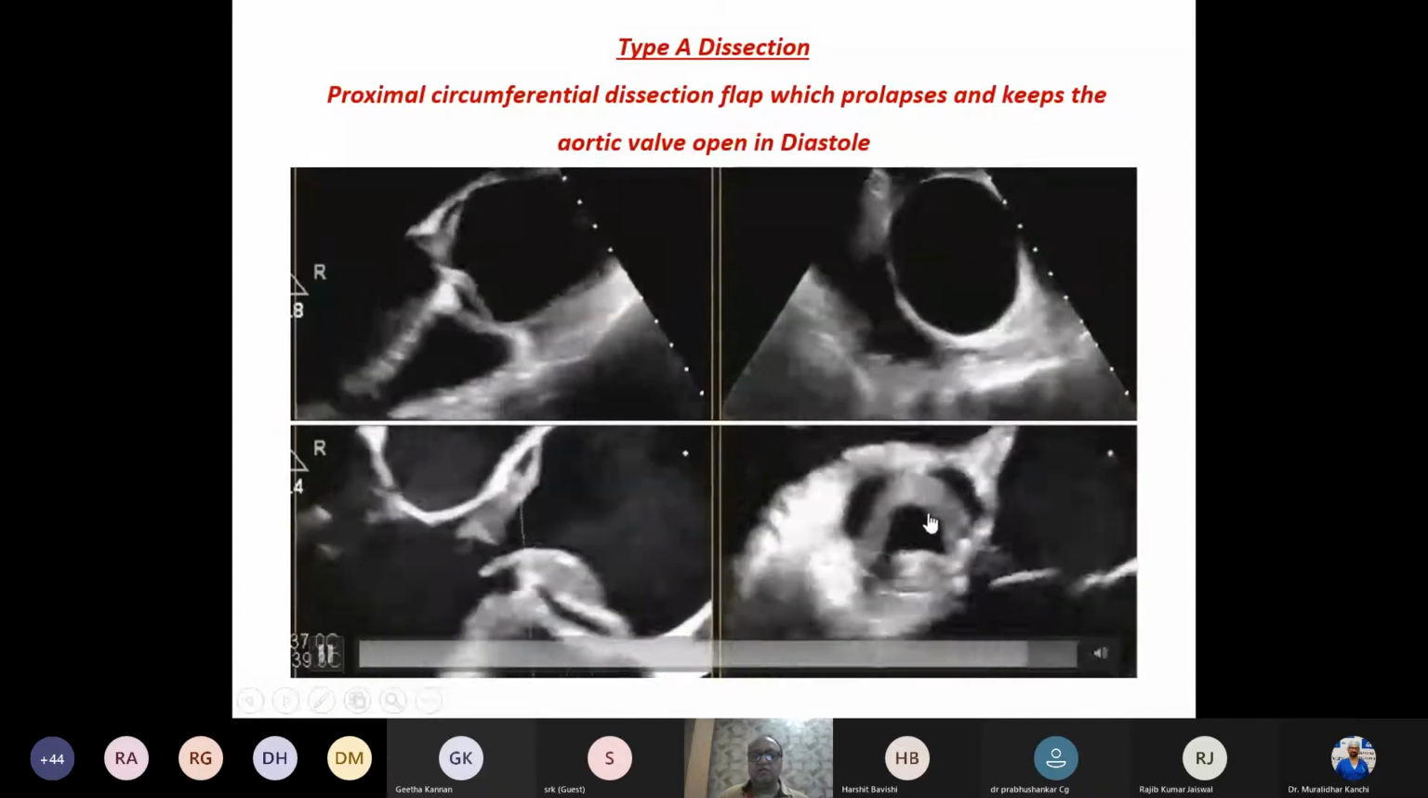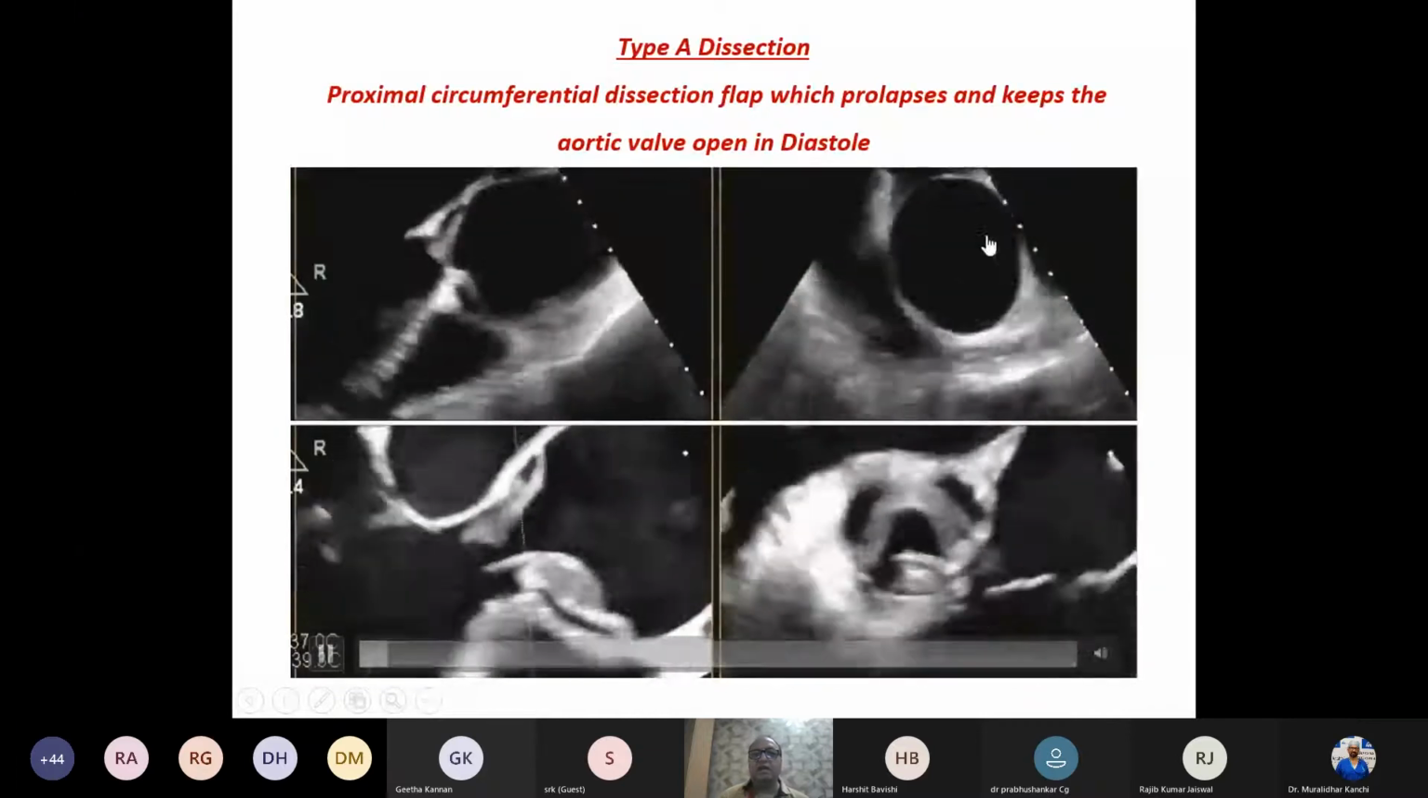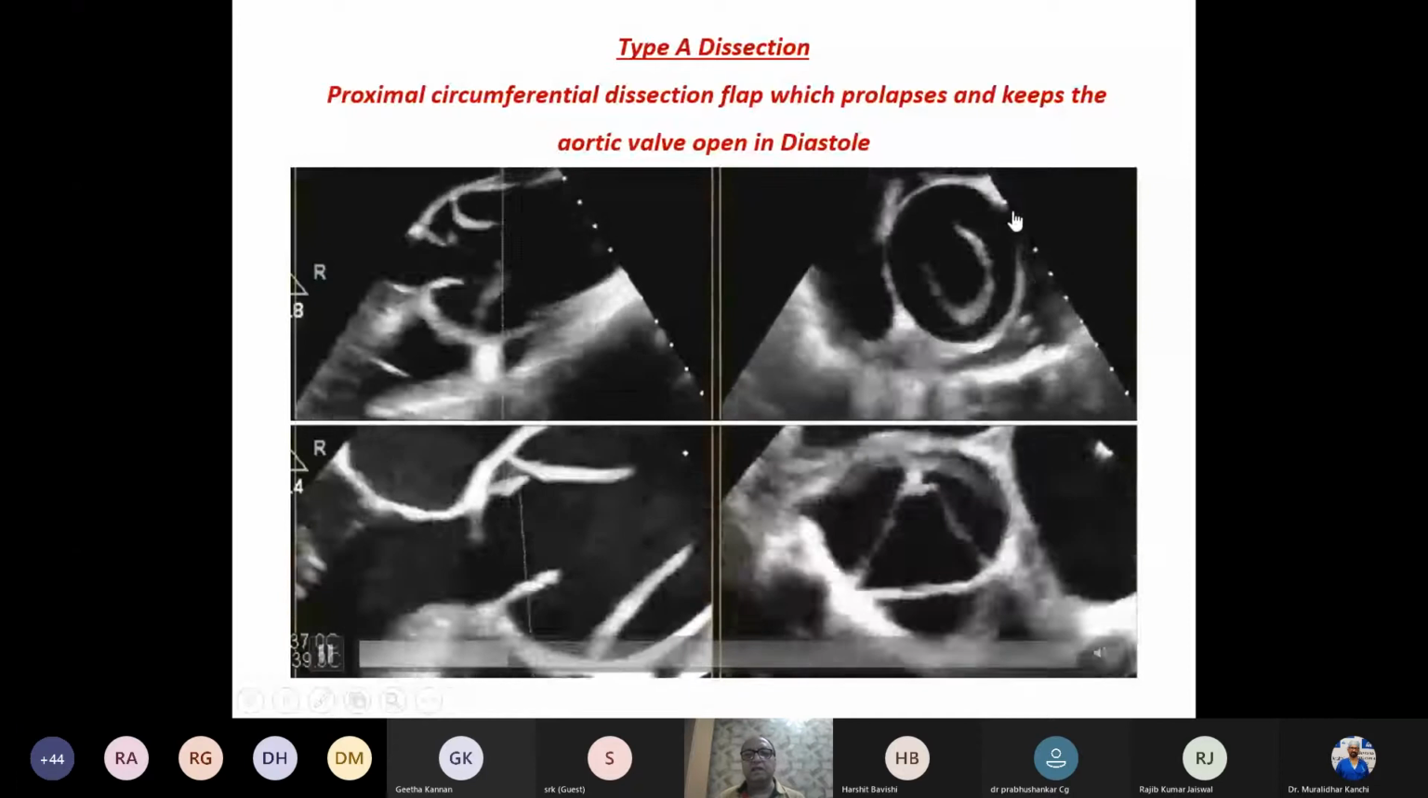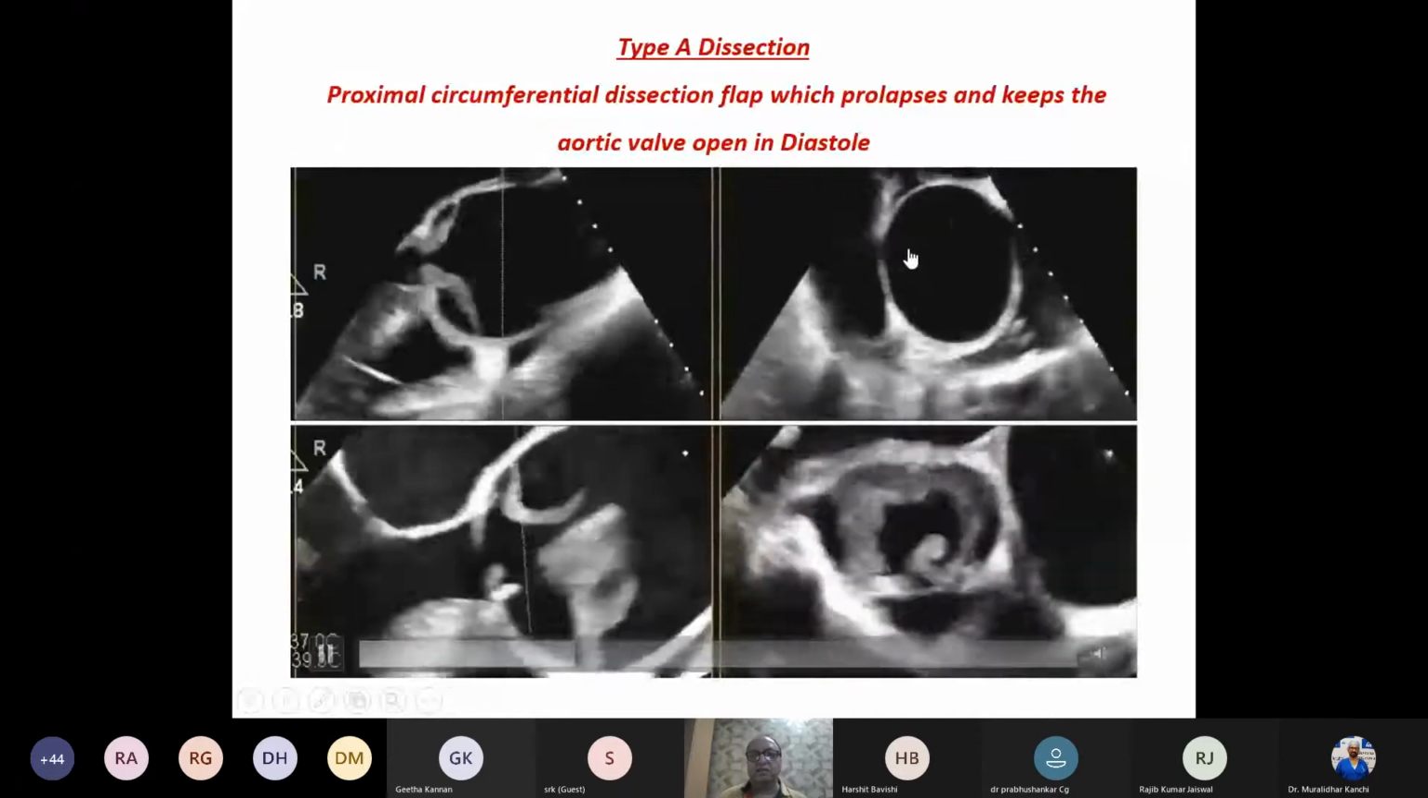In the short axis view, you can see the dissection flap oscillating, and you can see here the intimal flap which is moving in and out with each cardiac cycle.